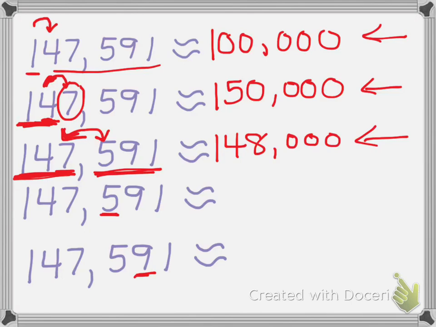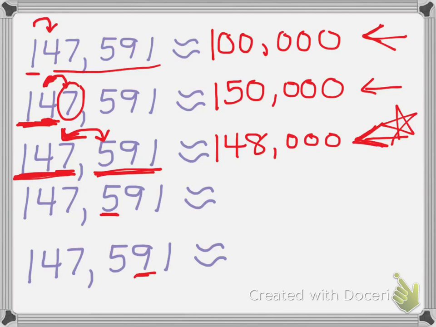$147,591. Would it be more accurate for me to say that I had $100,000 in my account? Or would it be more accurate to say I had $148,000 in my account? And hopefully you're saying it would be more accurate to say that I have $148,000 in my account, because that's a lot closer to 147,591.